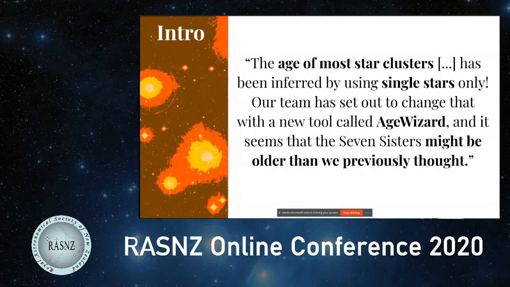But Age Wizard does other things. It also addresses issues that exist with that single star method, which I'll talk about in a minute. And I'm just going to show you some of the results that we obtained with Age Wizard. Now, one of those results was supposed to be about Matariki, and I will talk about it at the end of the talk. But when I wrote this abstract, I committed the cardinal sin of writing it before we had the results. And so the way I ended it was saying that the Seven Sisters might be older than we previously thought. Now, there is a very good reason why I wrote it that way.